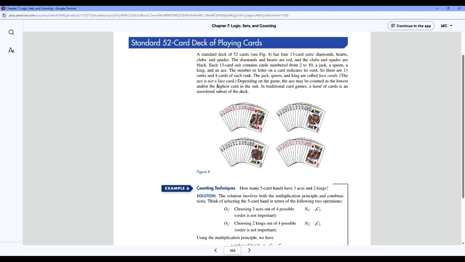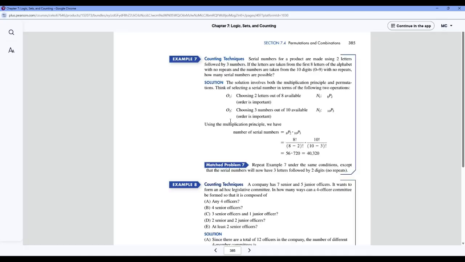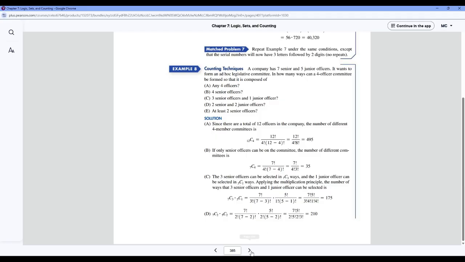Deck of cards. If these are a deck of cards, then you really have to think about how you're going to break the deck into its spaces. Like, how many 5-card hands have 3 aces and 2 kings? You really got to figure out how to pick that. Out of the 4 possible aces, I want 3 of them. Out of the 4 possible kings, I want 2 of them. So it's 24 possibilities out of however many possible hands there are. I'm going to get into that when we get into actual problems and counting officers.